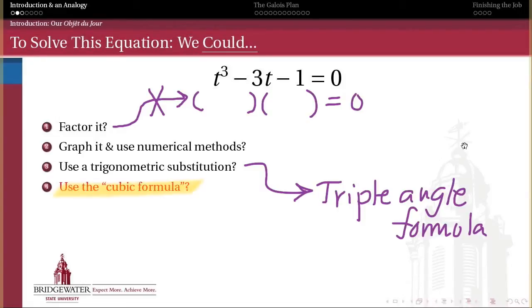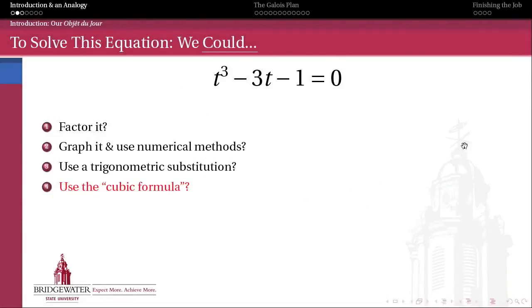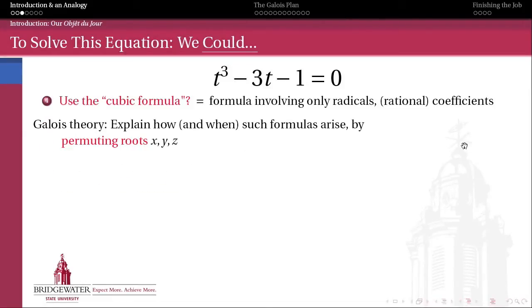Probably the most powerful tool that we could think about using is the cubic formula. There is actually a formula in the coefficients of a cubic equation that can tell us the roots of a cubic equation. Just like there's a formula for quadratics, there's also a similar formula for quartics. So we could go after the cubic formula. So why am I not going after the cubic formula in this talk? Well, again, the cubic formula is a formula involving only radicals and the rational coefficients of my cubic polynomial.